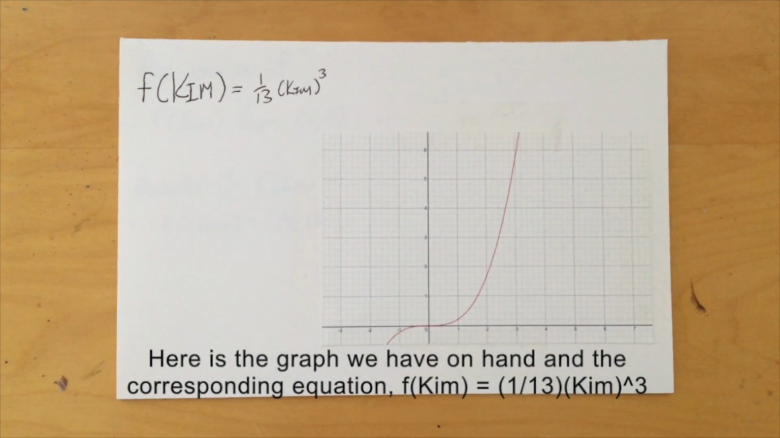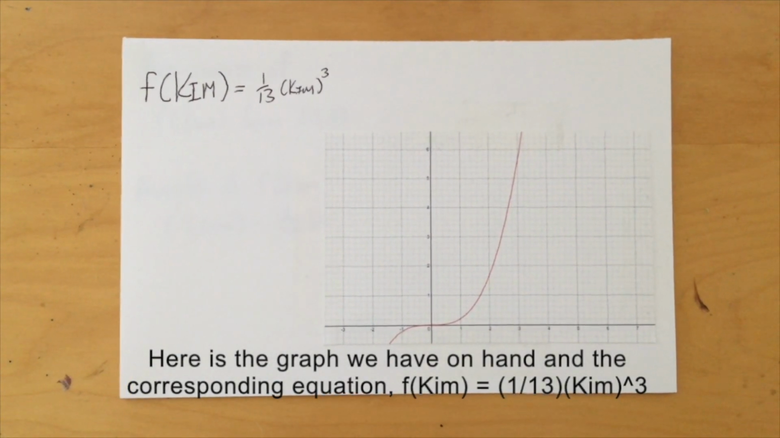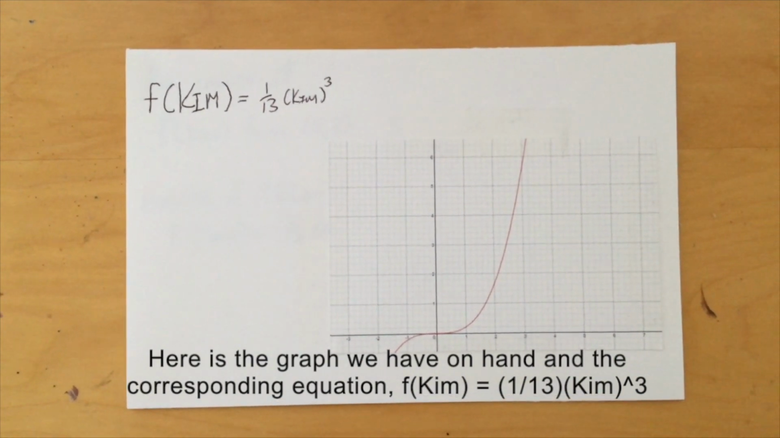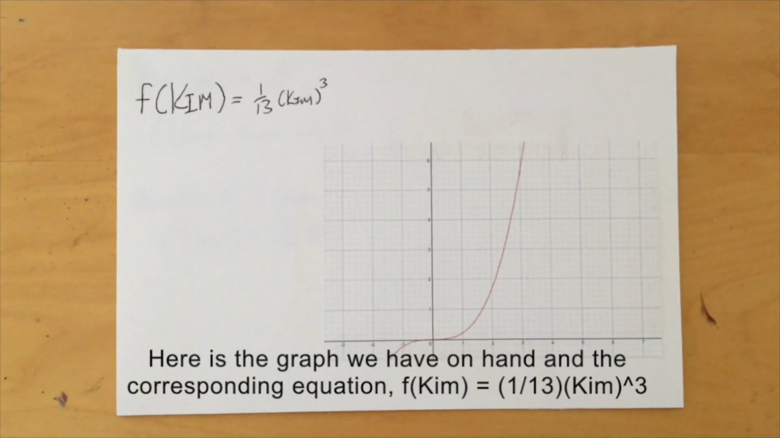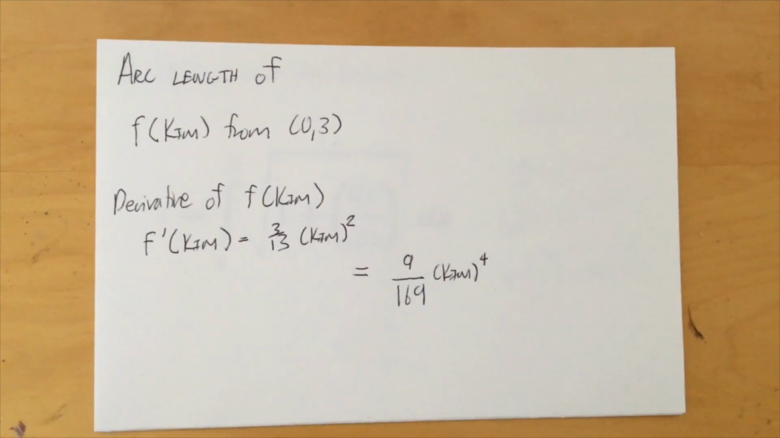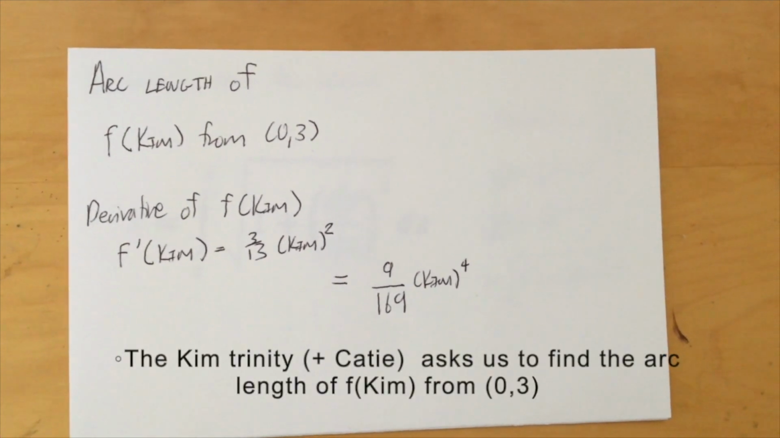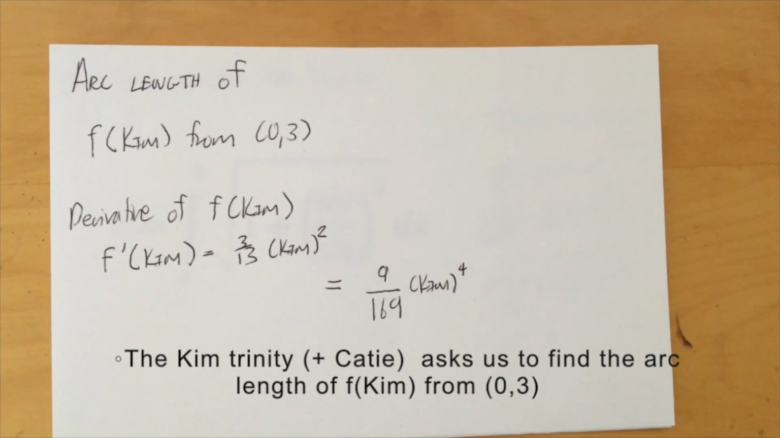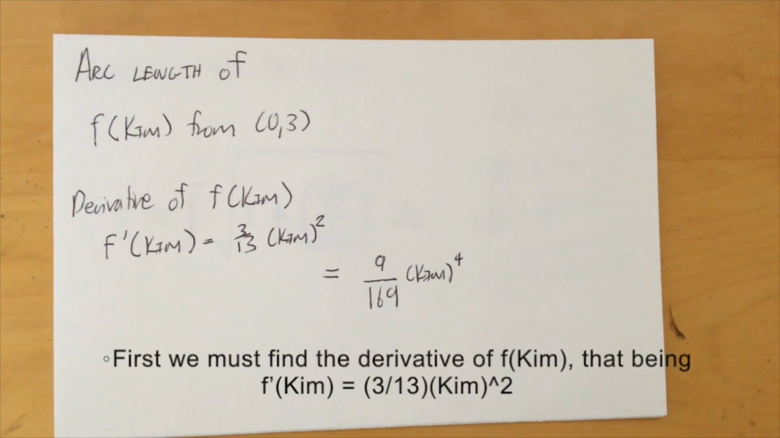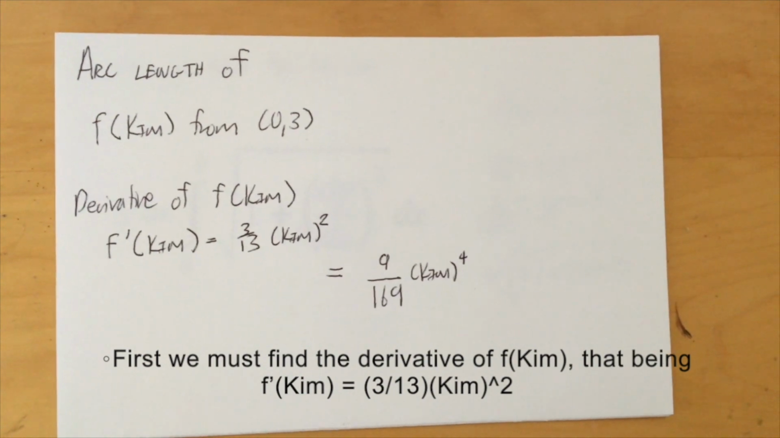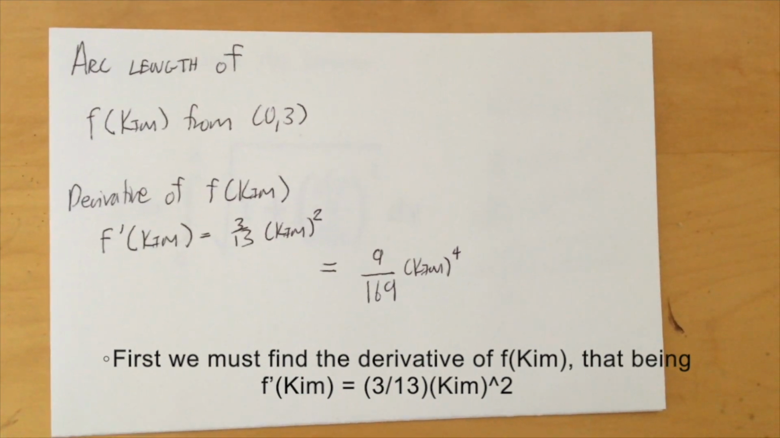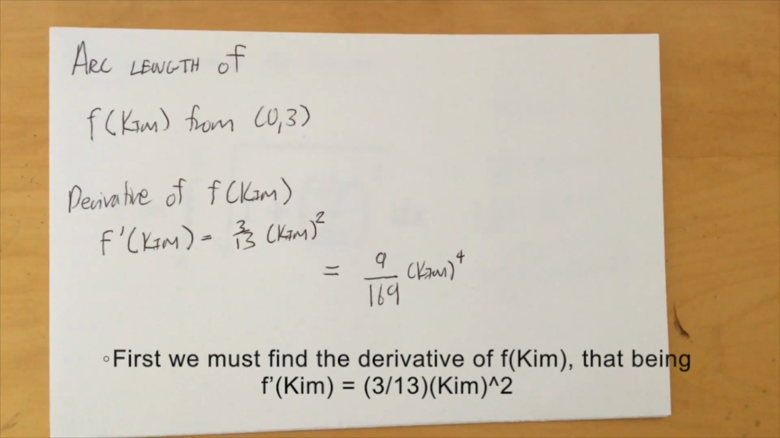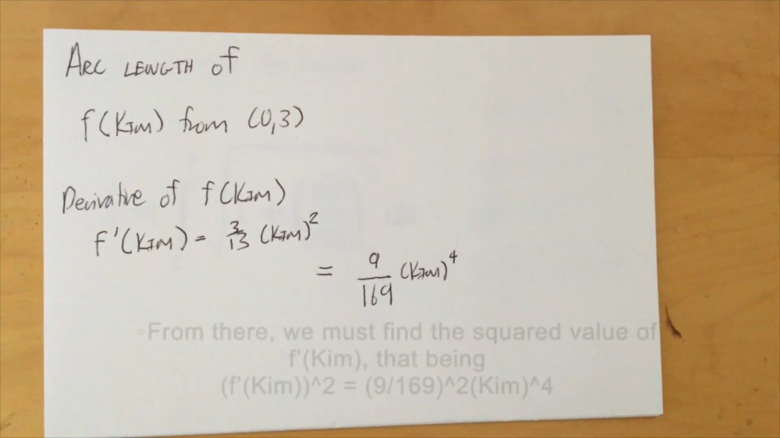Here is the graph we have, and the corresponding equation f of x is equal to 1 over 13 x cubed. The problem asks us to find the arc length of f of x from 0 to 3. First, we must find the derivative, f prime of x, which is equal to 3 over 13 x squared.